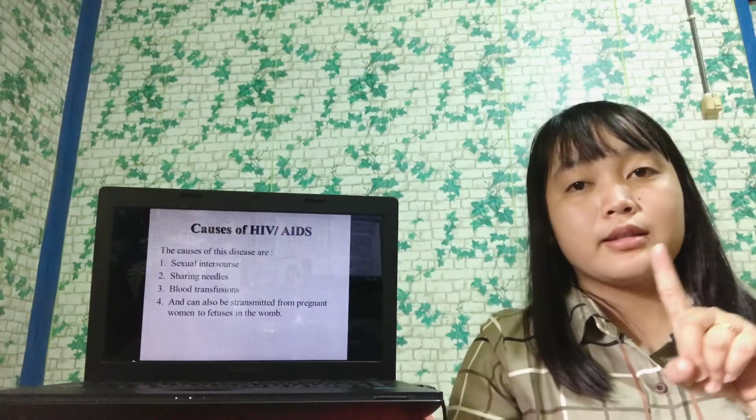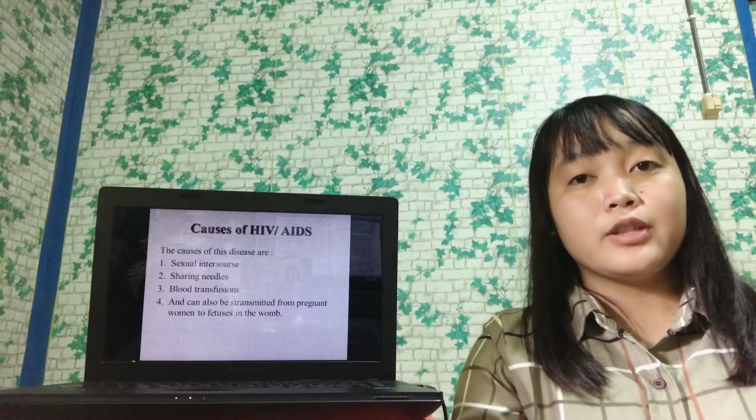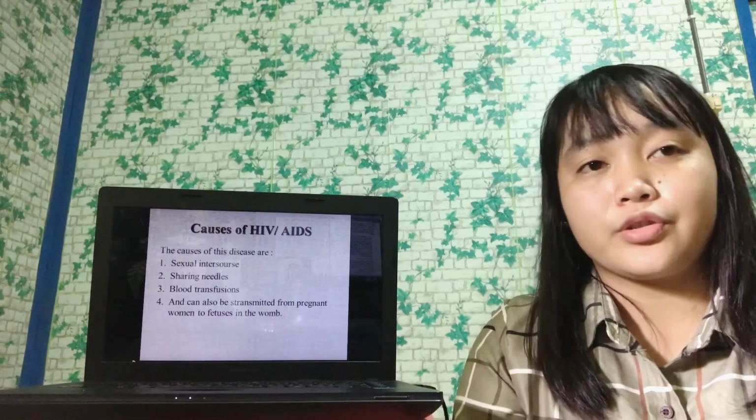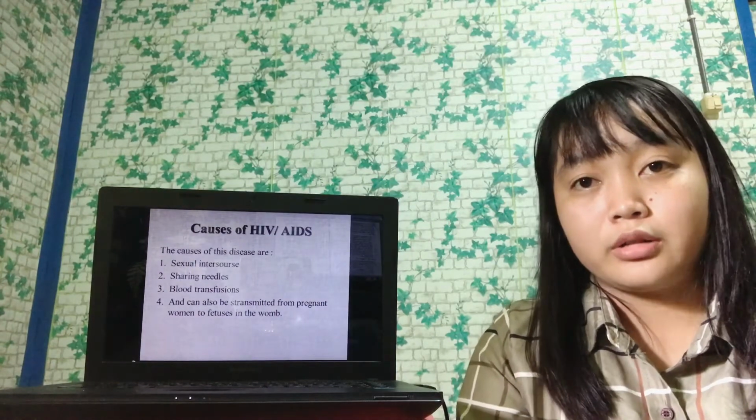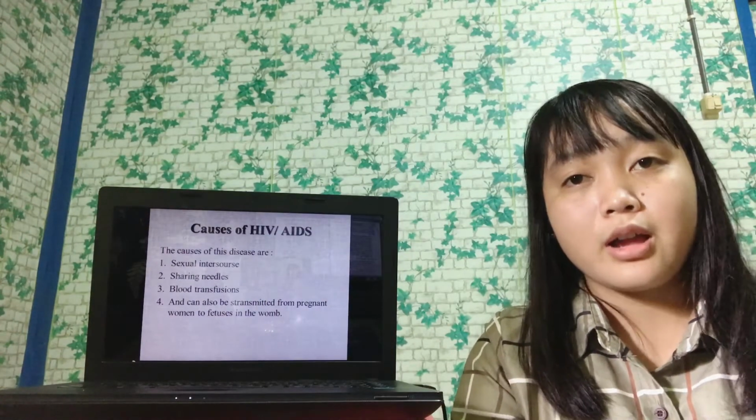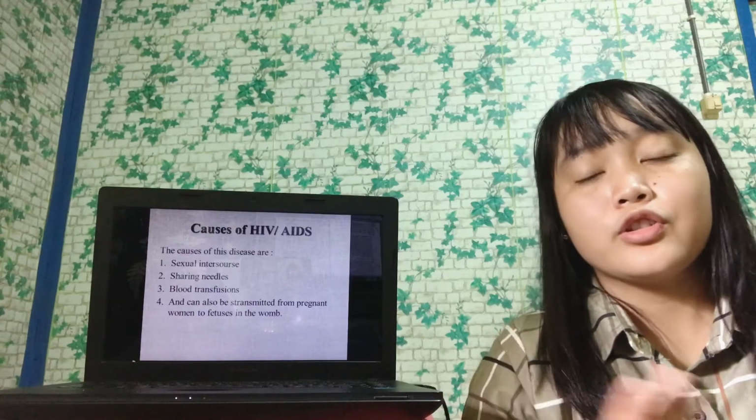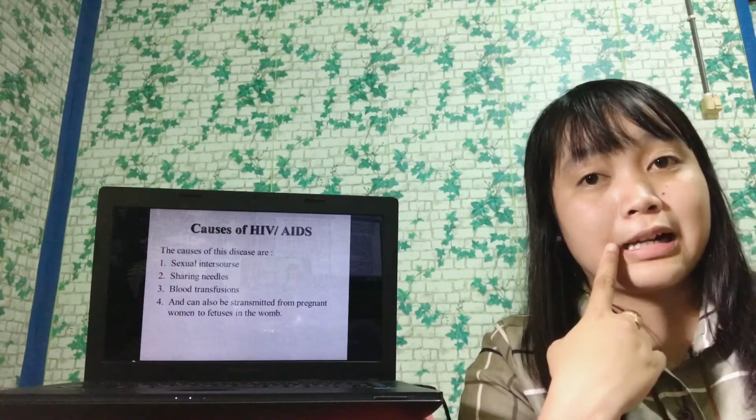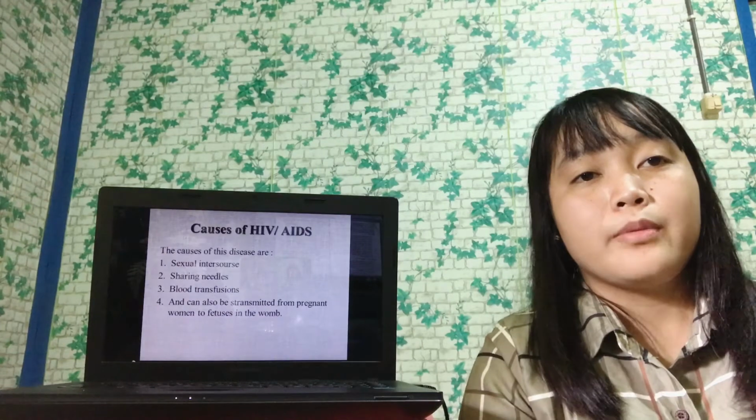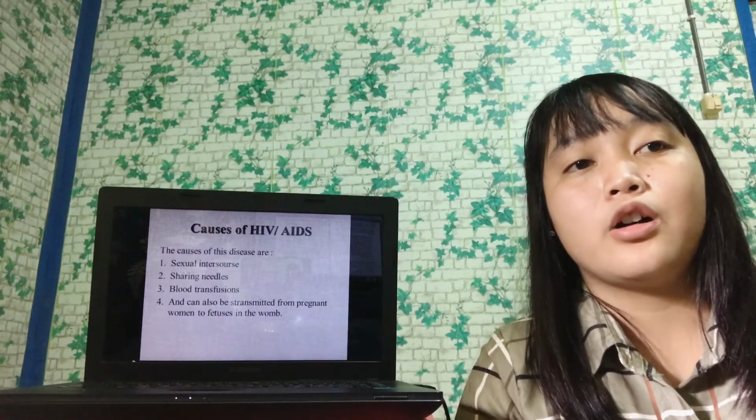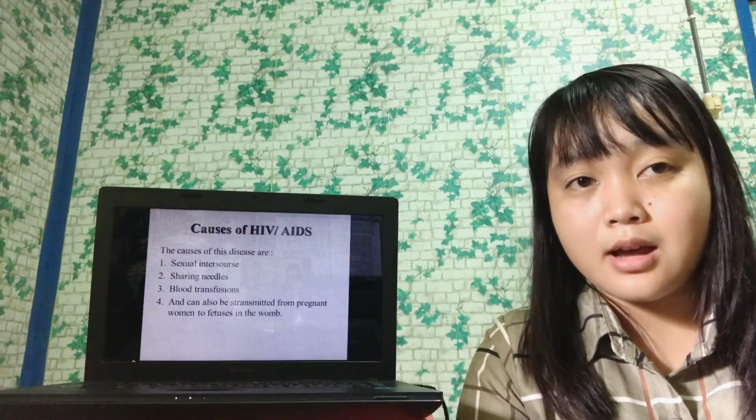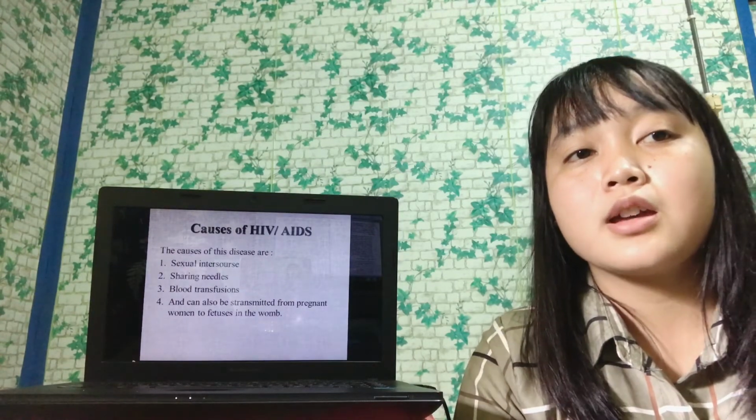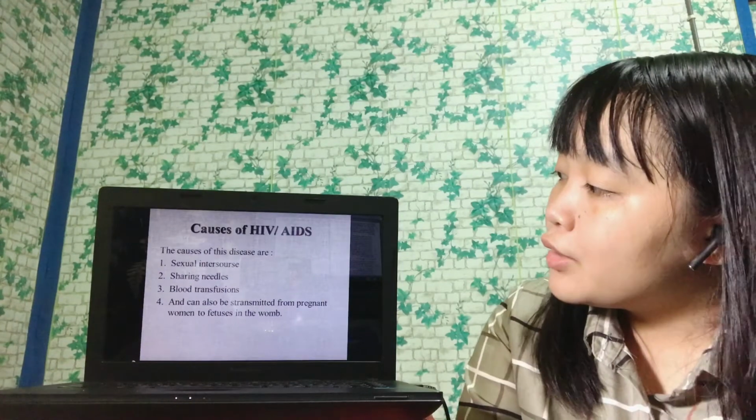The causes of this disease are: 1. Sexual intercourse. HIV infection can occur through sexual contact either through the vagina or rectum. Also, very rarely, HIV can be transmitted through oral sex. However, transmission through oral sex will only occur if there are open sores in the patient's mouth, such as bleeding gums or canker sores.